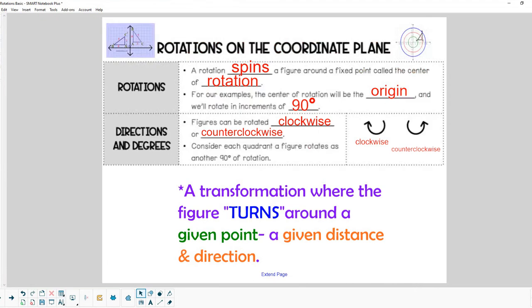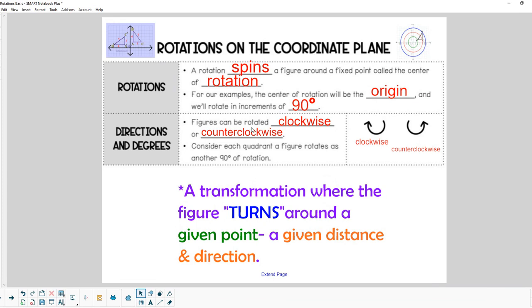A rotation spins a figure around a fixed point called the center of rotation. For our examples, the center of rotation will be the origin, and we'll rotate in increments of 90 degrees. This will give you a feel for it and help you get used to it. And in additional classes coming down the road, maybe you'll do some rotations around some other point.